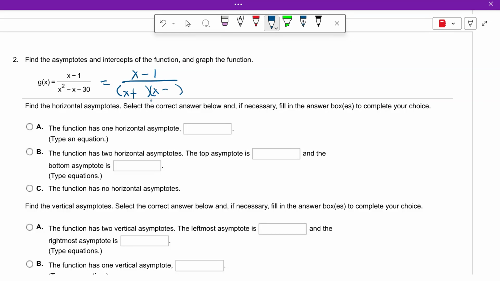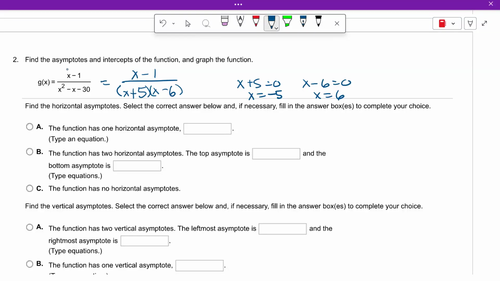What and what? Make 30. Better, one apart. So 5 and 6. What goes with the minus sign? 6 goes with the minus, 5 goes with the plus. So x plus 5 equals 0, x minus 6 equals 0, x equals negative 5, and x equals a positive 6. So there are two, it's asking horizontal asymptotes first.